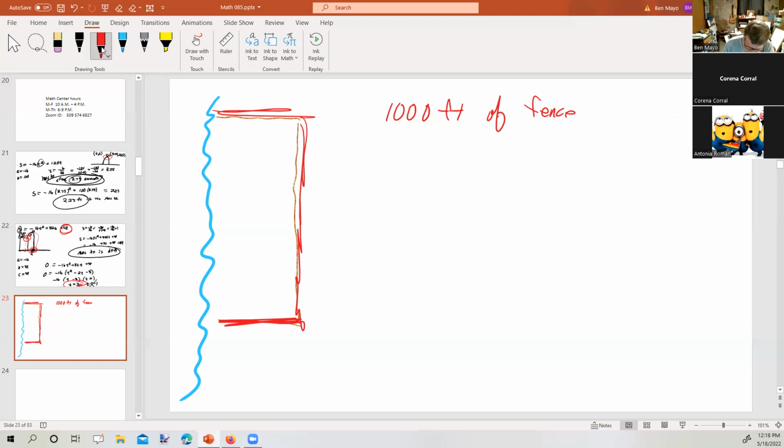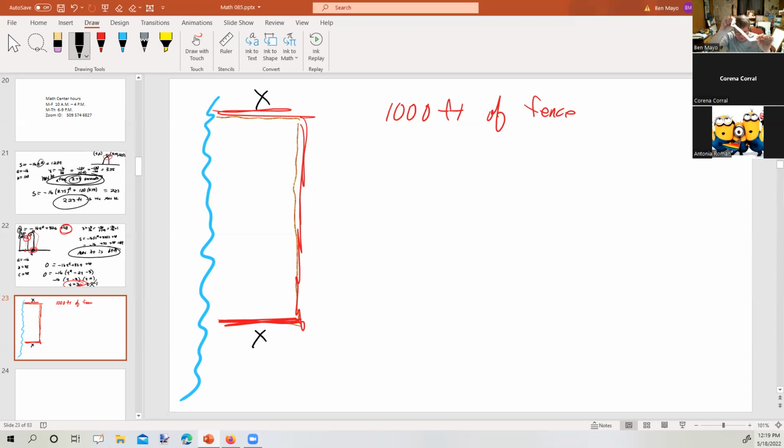So we want to build 3 sides of a rectangle with a total of 1,000 feet of fence. All right. What do we know? We know that these 2 sides are equal because they're 2 sides of a rectangle. Okay. Now, let me make an illustration here. Hang on just a minute. So what we have here is the 3 sides of the rectangle, okay? Can you see that?